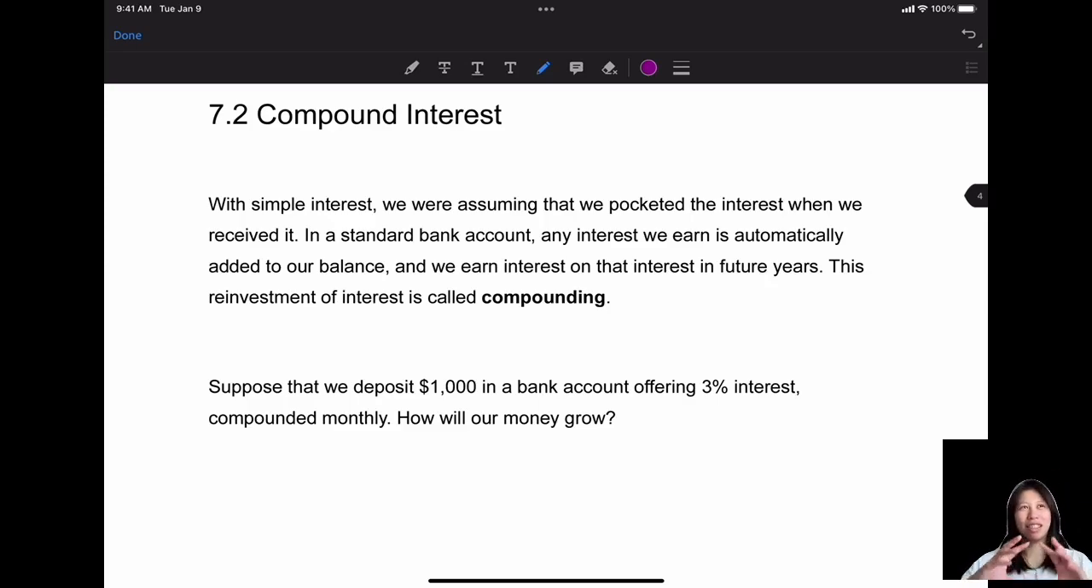It's just like you're rolling a snowball. The snowball keeps getting bigger and bigger. So the reinvestment of interest is called compounding. Just think about the snowball effect. It's just getting bigger and bigger.